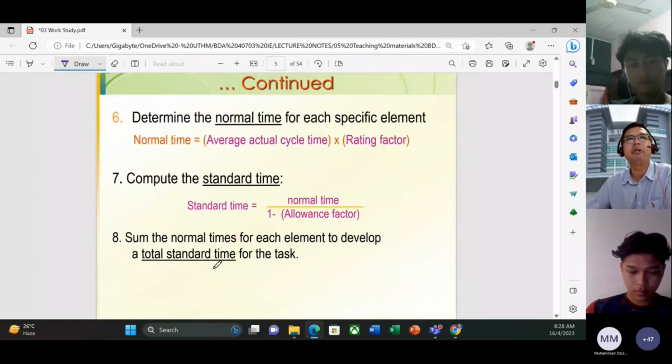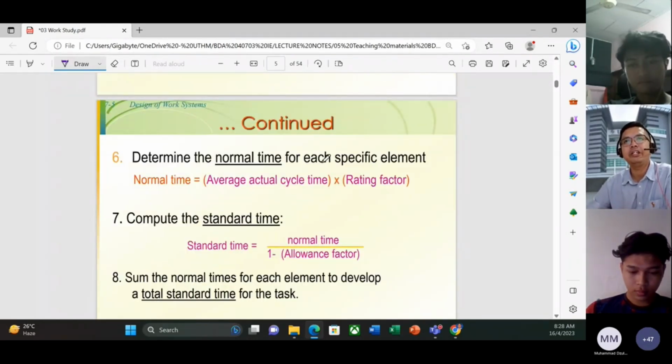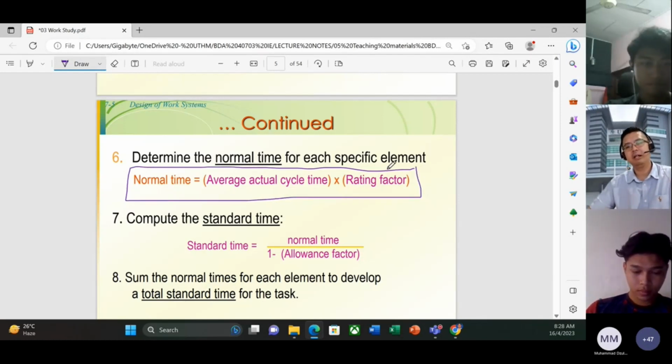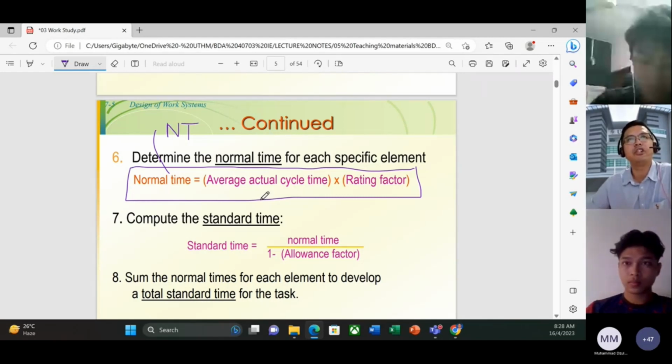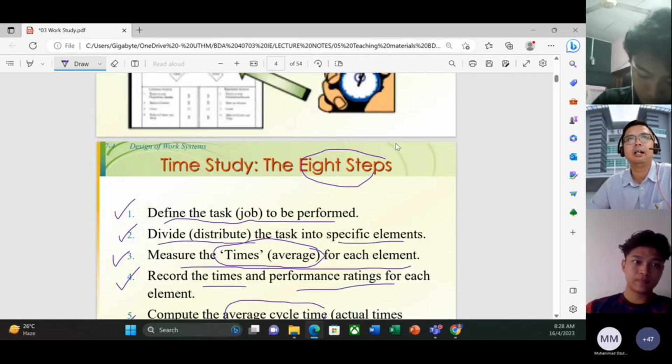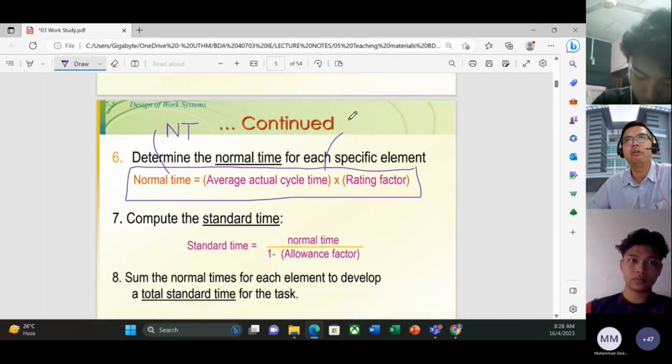And number 6, we want to determine the normal time for each specific element. Please copy down this formula. This is normal time. We can assume NT equals the average actual cycle time, multiplied by the rating factor. So this is how we calculate or determine the normal time. Please remember this formula is only for the work study, the time study. This formula is for the time study.